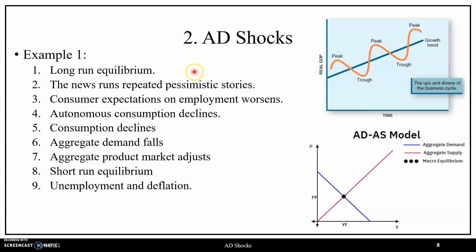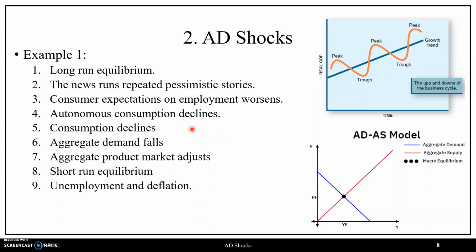After we're at this state, the news begins running pessimistic stories about employment, and they repeat these news stories. This has the effect of altering consumer expectations on employment, and it worsens them. If consumer expectations on employment change, this alters our consumption expenditure account, and in regards to our consumption function, this is going to alter autonomous consumption. So we would expect a decline in autonomous consumption, which leads to a downward shift of the consumption function.